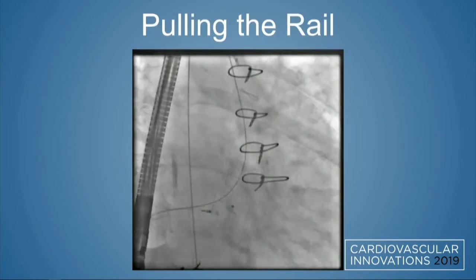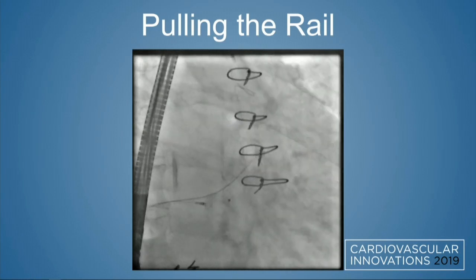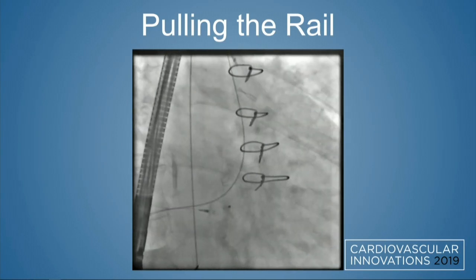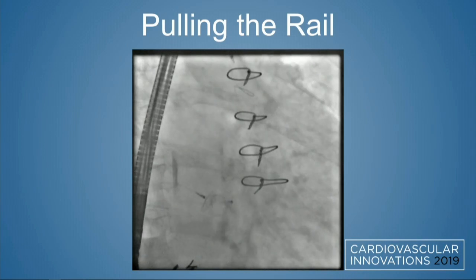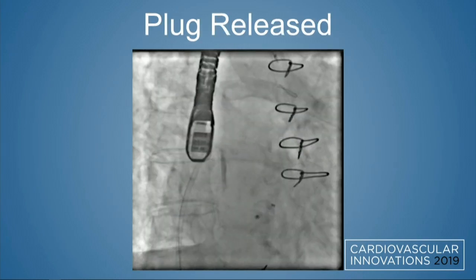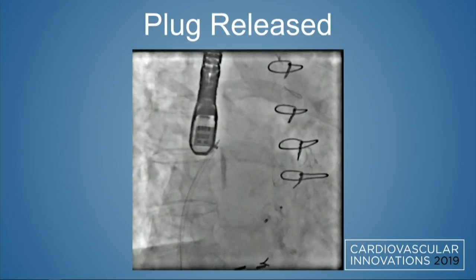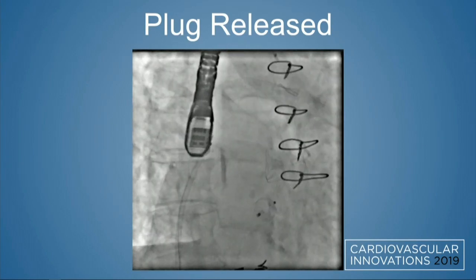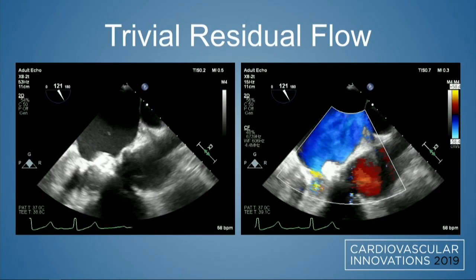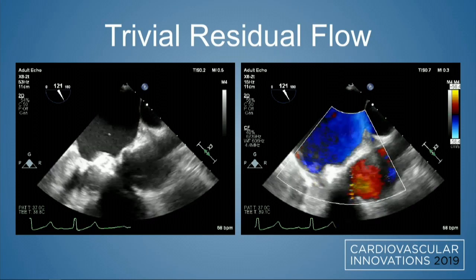You want to pull that before you release from your cable, just in case you snag your device and embolize it, you'd still be attached to your cable. So remove the rail, and then we can release our plug, and we have a nice stable plug shown here. And on echo, there's really hardly any residual flow through that fistula.